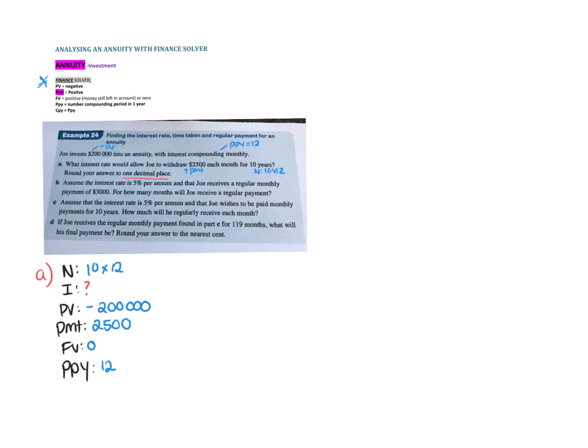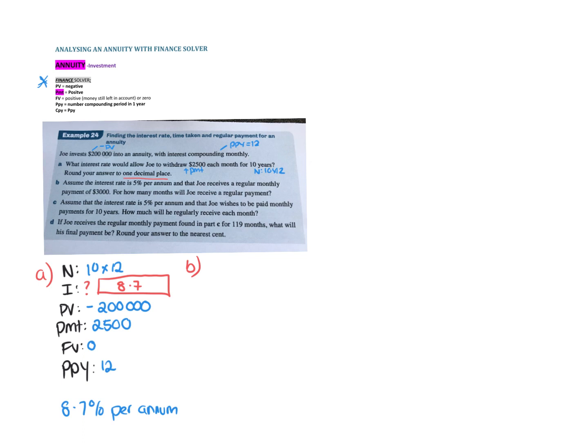So if we do that, interest should be the only one missing. And when we do that, it's set to 1 decimal place, so I get 8.7 there. So I'm going to write a statement of 8.7% per annum, or PA, that's fine. Okay, B. It says, assume the interest rate is 5% per annum and Joe receives a regular payment of $3,000.